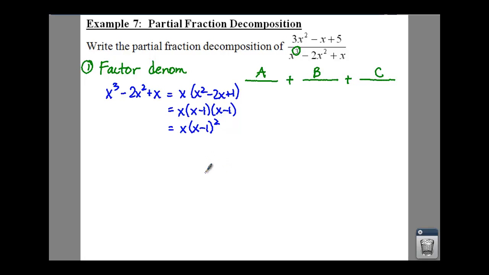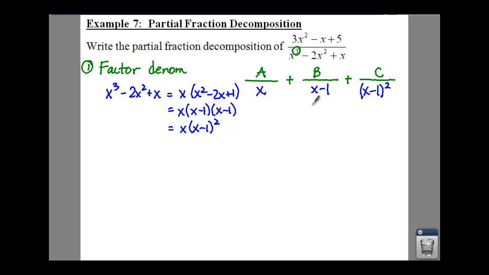Now here's kind of the tricky part, because these are going to be your denominators. You're going to have an x, you're going to have an (x minus 1) squared, but you also have to break this up and say just one of these is an (x minus 1). That's kind of the hard part to remember.